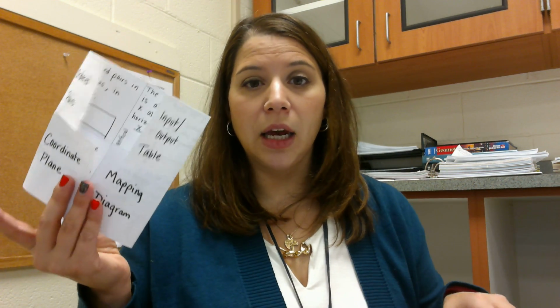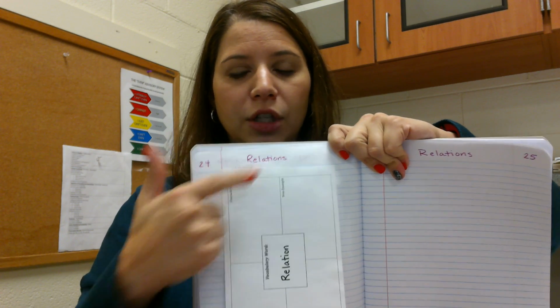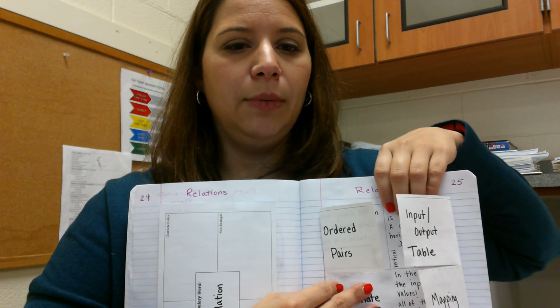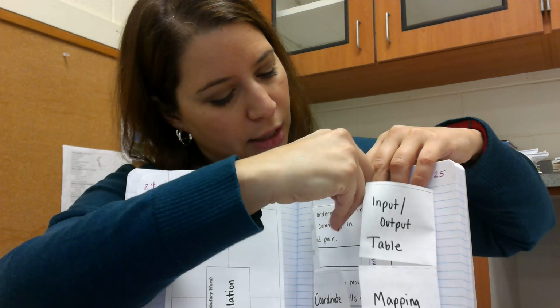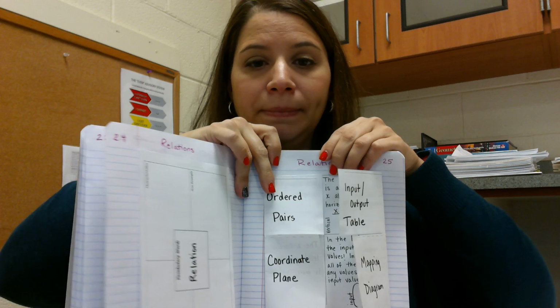On page 24 in your notebook is where the definition page is going to go, and on page 25 is where the ways to represent a relation is going to go. On page 24, tape the page at the top, right there, just quickly tape it in. And the ordered pairs, table, and mapping diagram foldable is going to go on the other page, already filled out.